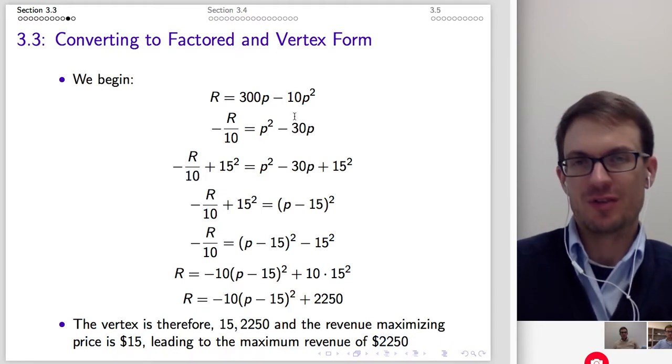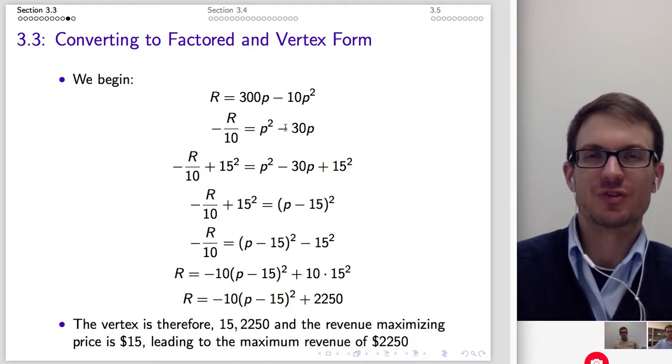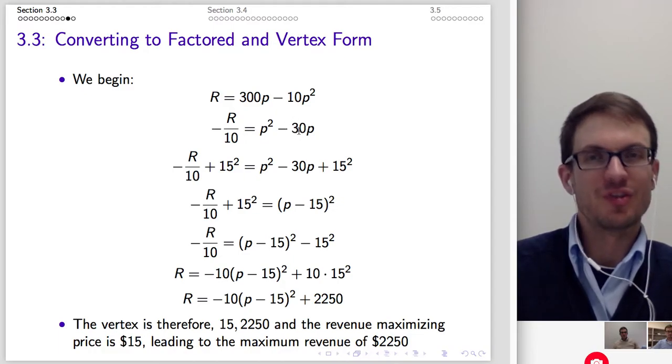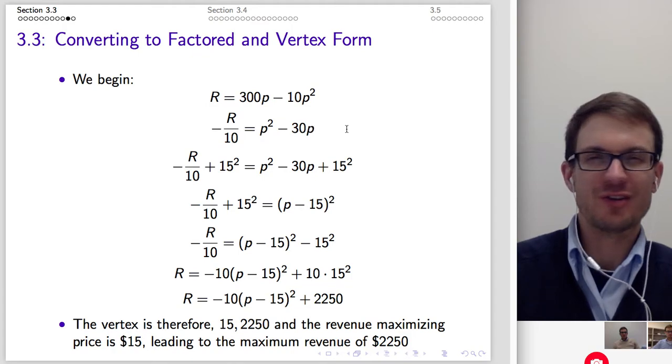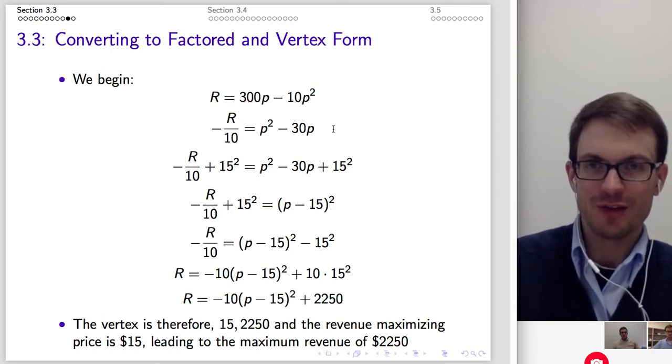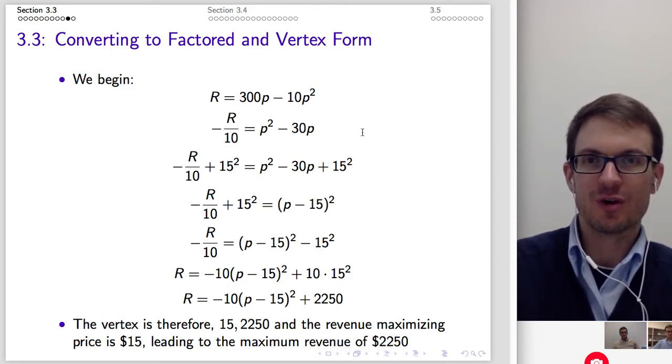Now I'm going to stare at this and I'm going to say, okay, I've got to build a perfect square. Well, this is 2 times something, and that something is 15. 2 times 15. Oh, if I just write 15 squared, then I'll have my perfect square trinomial. So let's just add a positive 15 squared to both sides. I did that, and that doesn't change the balance of the equation.